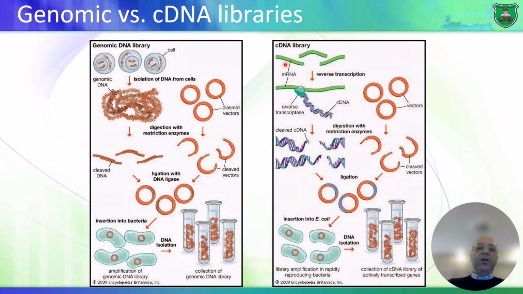Now with the cDNA library, we take the messenger RNA, and this messenger RNA is converted into complementary DNA or cDNA, and we do the same thing. We cut the DNA pieces with the restriction nuclease. We have recombinant DNA. Each plasmid molecule contains a specific gene. We transform bacterial cells again, and we have a cDNA library.